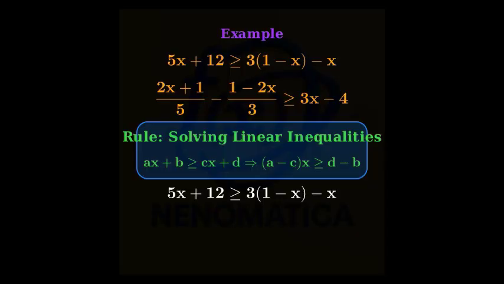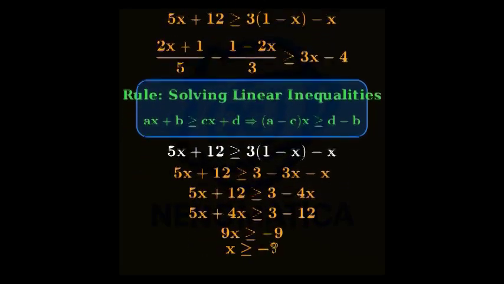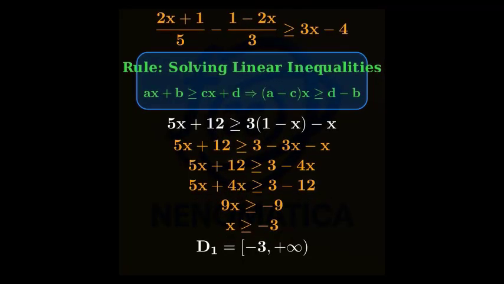5x plus 12 is greater than or equal to 3 times quantity 1 minus x, minus x. Expand the right side. Collect like terms. Move terms to opposite sides. Divide to solve for x. Finally, record the first solution set.